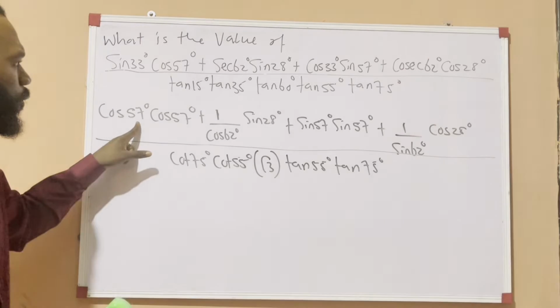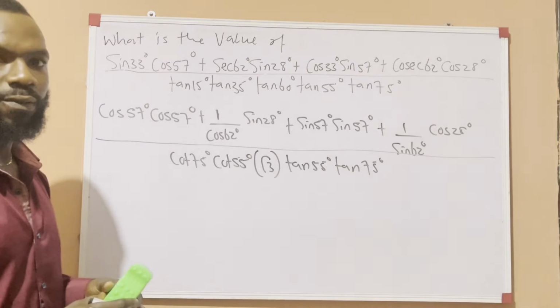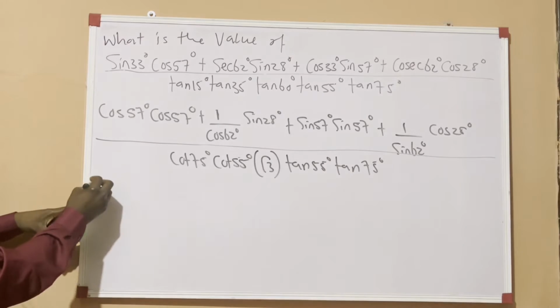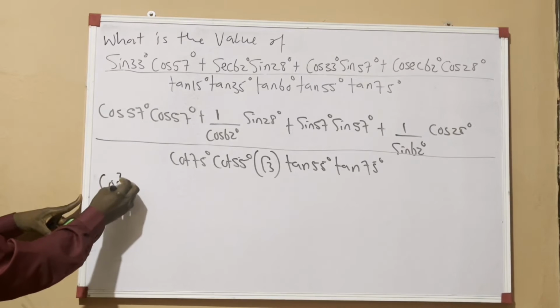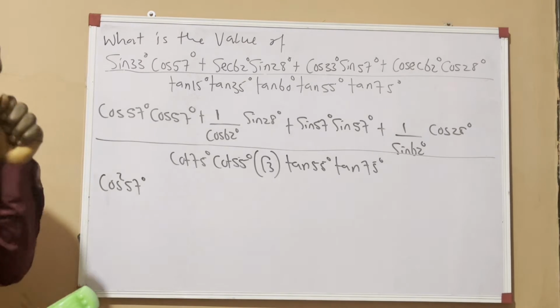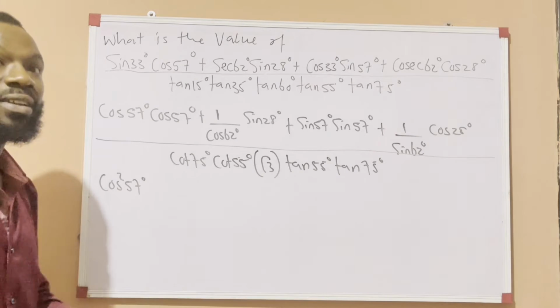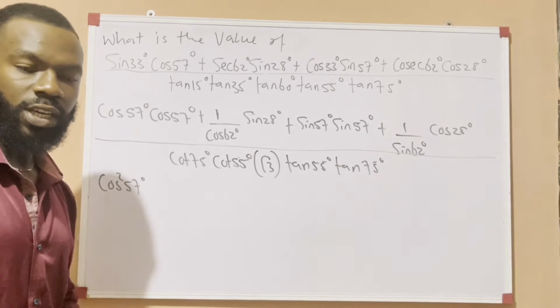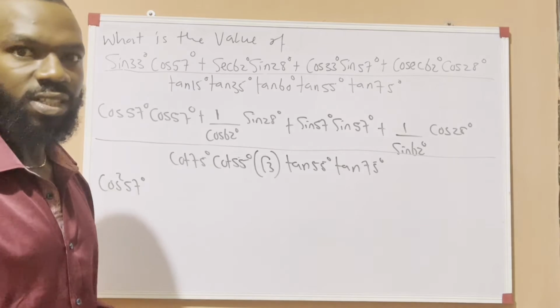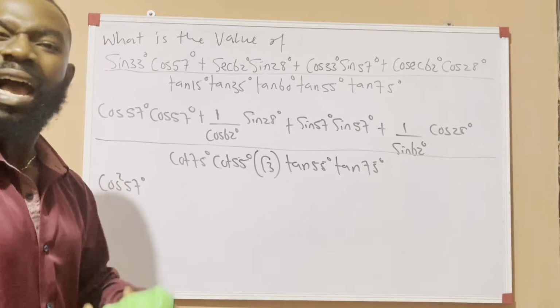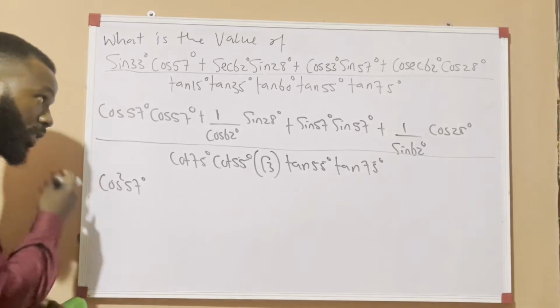Now, here I have cos 57 degree, cos 57 degree, which can also be written as cos square 57 degree. Are you with me? Because I have two cos carrying the same degree, 57 degree. It's just like saying cos theta times cos theta is cos square theta. Now, let us proceed.